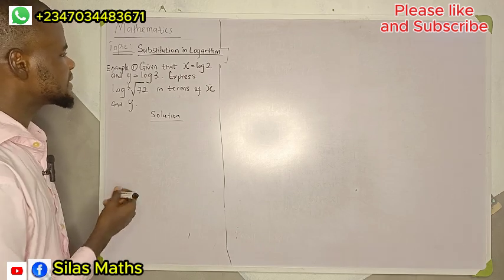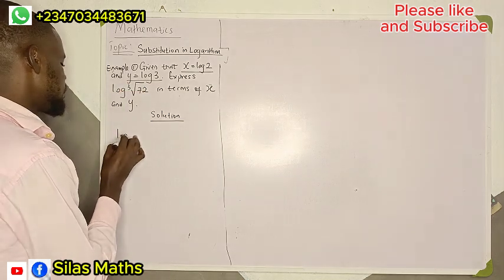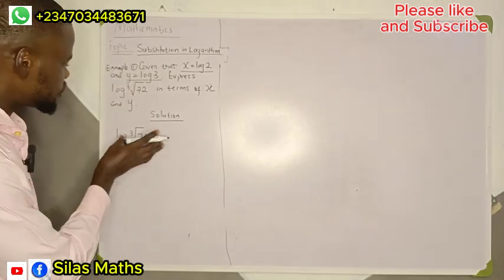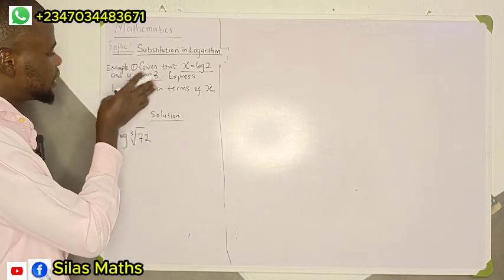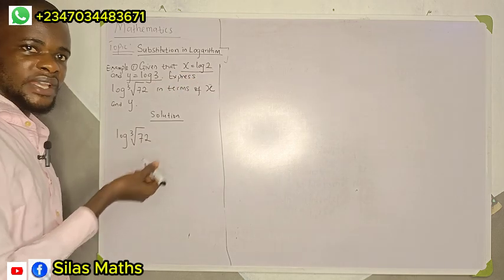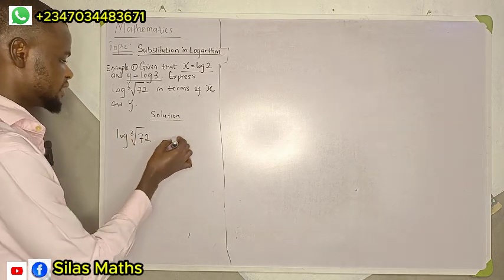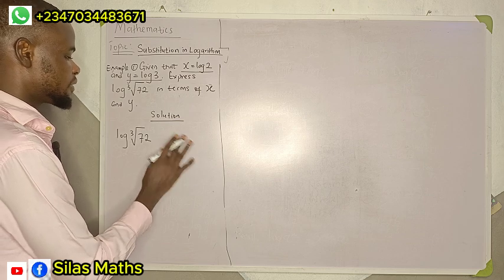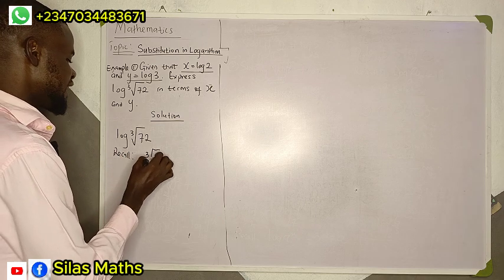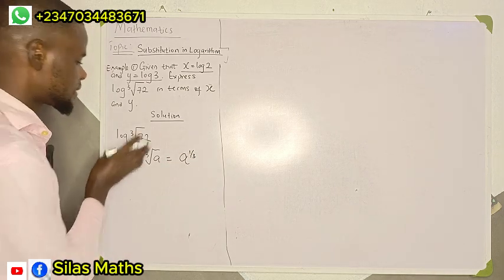Since I'm giving these two conditions, it simply means that I'm going to use this cube root of 72. I'm going to simplify this and arrive at a point where I'm going to have log of what? 3 and log of what? 2. Okay, so let's simplify this further. You recall that whenever I have cube root of a number, cube root of a is equal to a to the power of 1 over 3. So I'm going to apply that here.